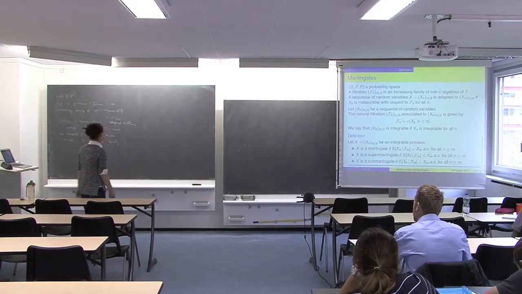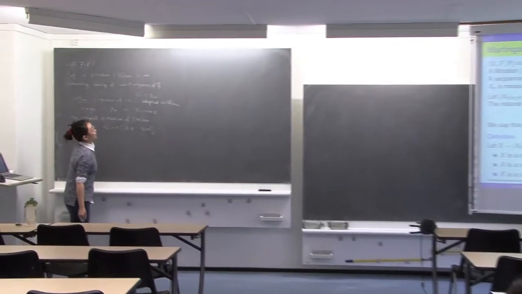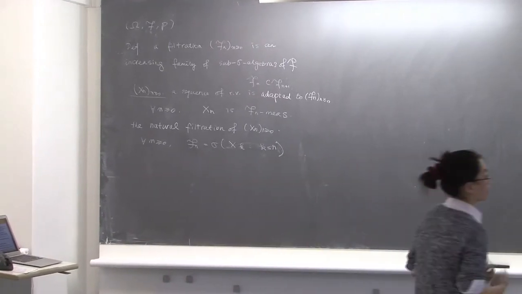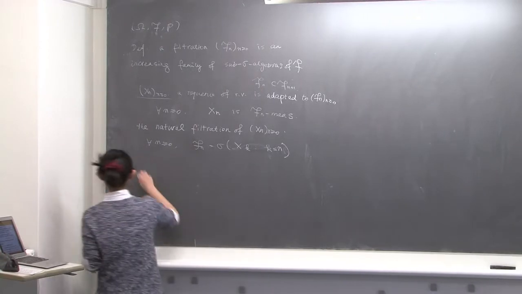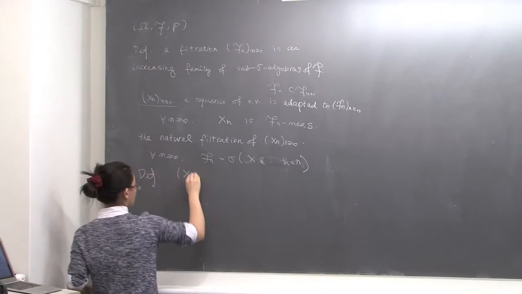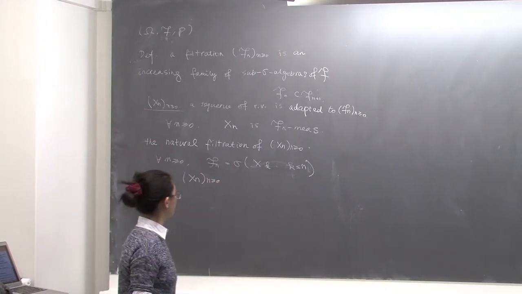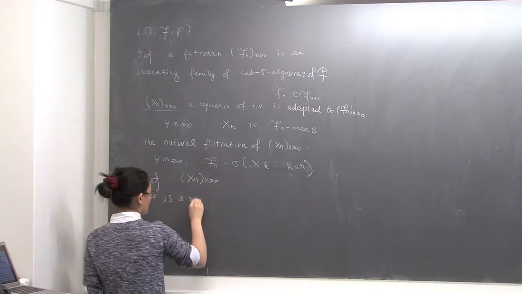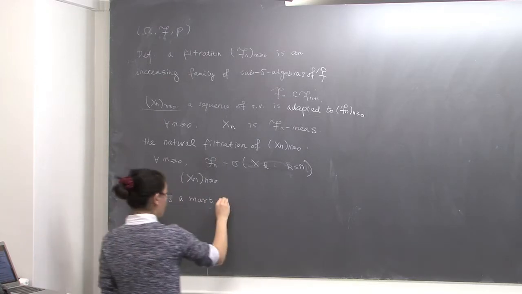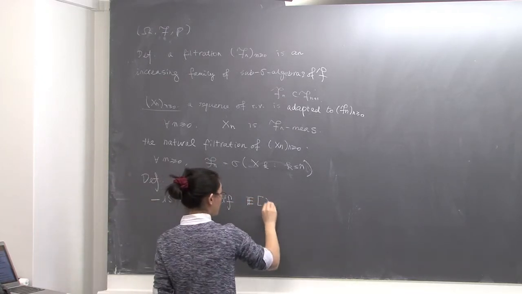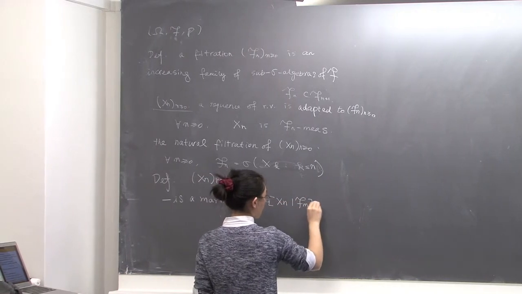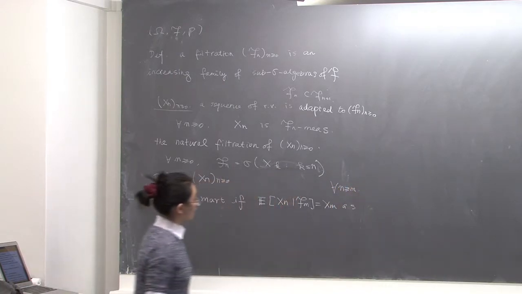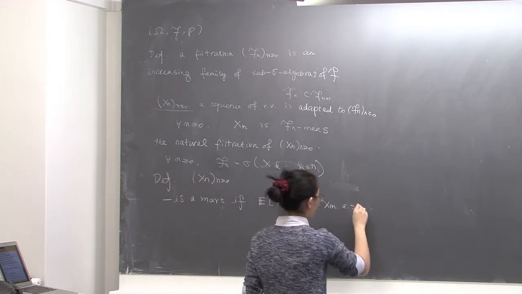So a filtration is just an increasing family of sub-sigma algebras, and usually we consider the natural filtration of a sequence of random variables. And then we can introduce what is a martingale. A sequence of random variables Xn is a martingale if this relation holds for any n greater than m.